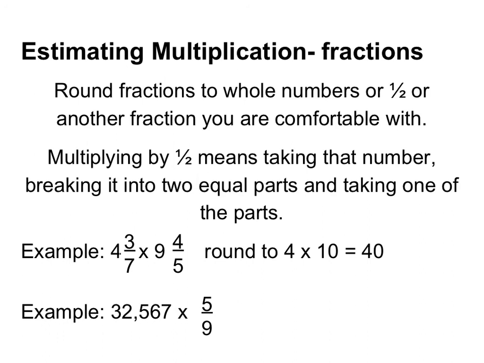Okay, another example, 32,567 times 5/9. So let's round it and then multiply. I would round this to about 30,000, and I would round the 5/9 to a half. Okay, 5/9, not really close to 1, so that might be a little bit of a stretch, but it's fairly close to a half. So now I have 30,000 times a half, which just means take half of 30,000. Well, half of 30 is 15, so half of 30,000 would be 15,000.